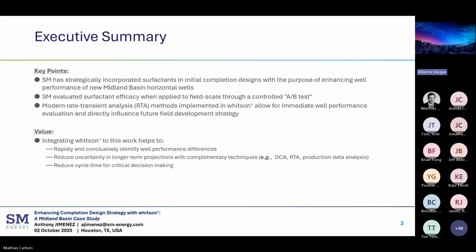And ultimately, when you pair those two together, what this allows you to do is put together a compelling business recommendation and ultimately reduce that cycle time that it takes to go from experimentation into the field to actually changing your field development strategy. I think that positions us well for this presentation.